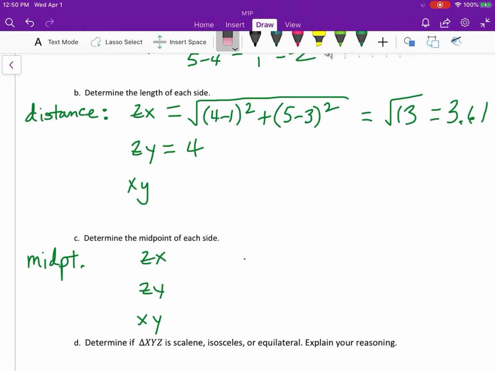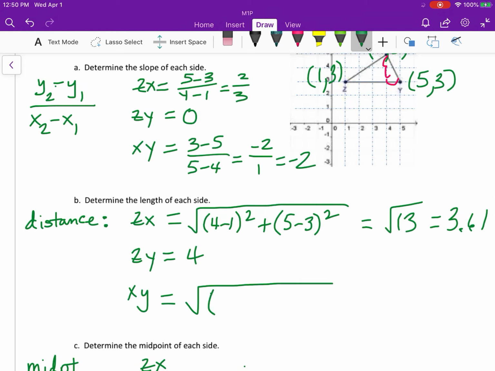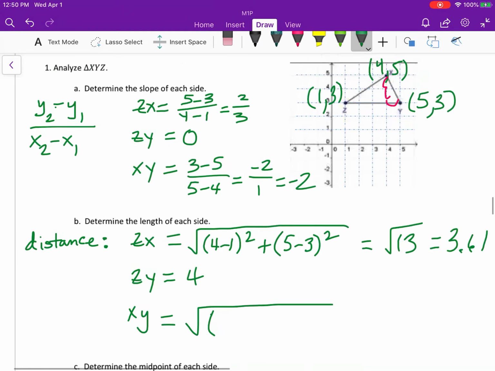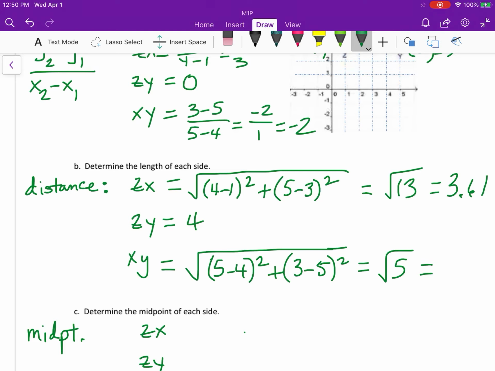ZY is 4, and then XY, again, is your x2 minus x1. I can't see my points here. So 5 minus 4, notice again, it's the bottom. Plus, and then y2 minus y1 was 3 minus 5 squared. So see, it's kind of related to the slope in that respect. So when you figure this out, again, put it straight in the calculator. Get 1 squared, 2 squared is 4, plus 1, you get the root of 5.